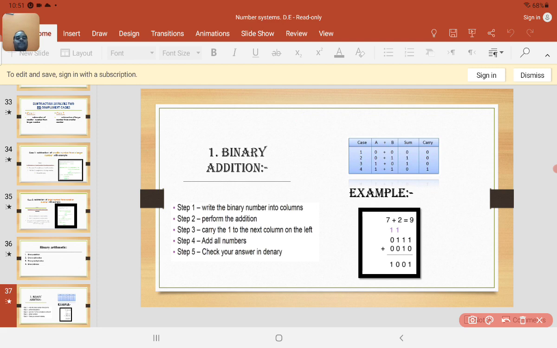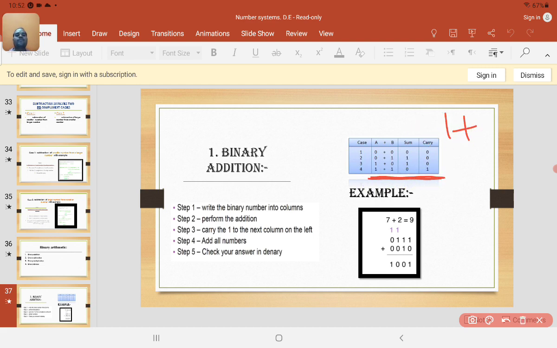So 7 plus 2, we can add directly. Here 1 plus 0 is 1, 1 plus 1 means 10. So we have to use this table. 0 plus 0 and sum. In addition we get two types of results, one is called the sum and the other is the carry. So 0 plus 0 is 0, sum is 0 and carry is 0. 0 plus 1 means sum is 1 and carry is 0, and 1 plus 0 means sum is 1 and carry is 0.